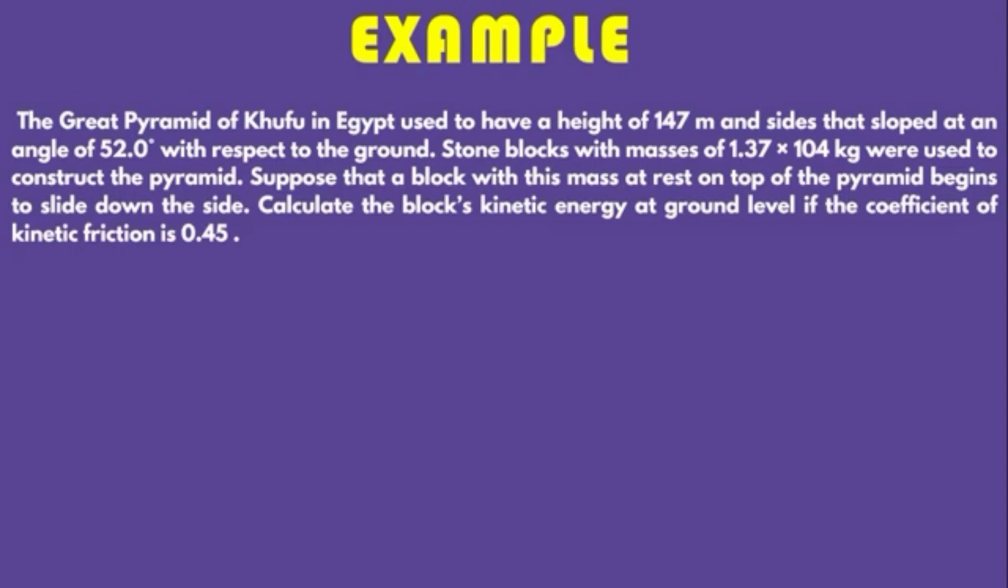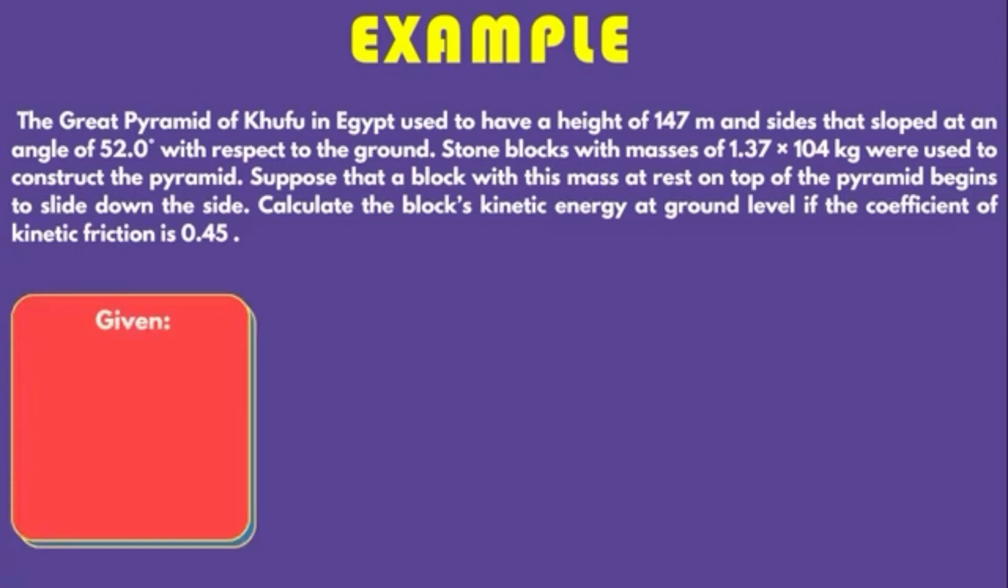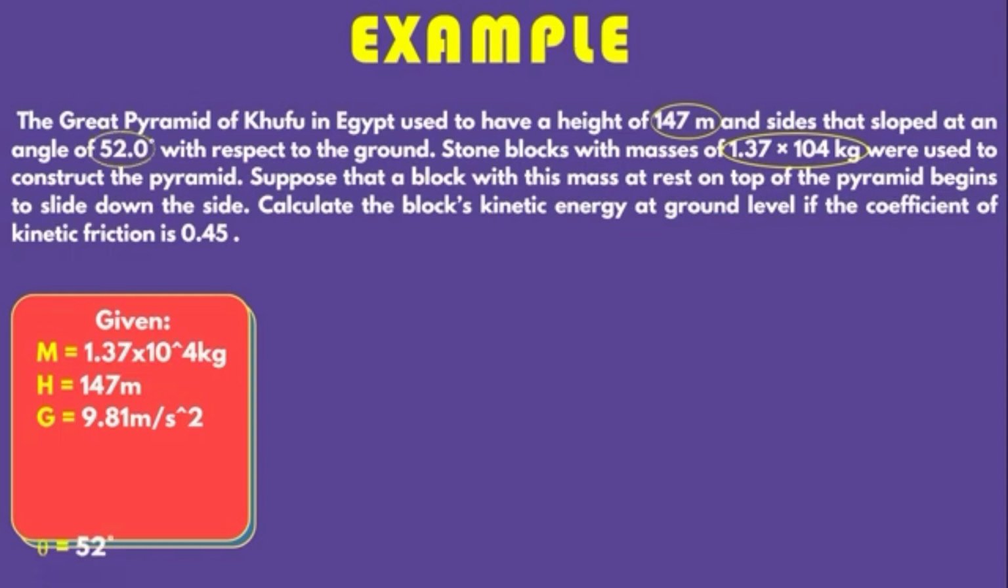So first we have to list the givens. As you can see here, 1.37 times 10^4 kg is the mass, and 147 is listed as the height. Then you can see that the gravitational acceleration of course is 9.81 meters per second squared, and the angle is 52 degrees as you can see here. Also the kinetic friction coefficient is 0.45, and the initial velocity isn't mentioned in the example, so it's 0.